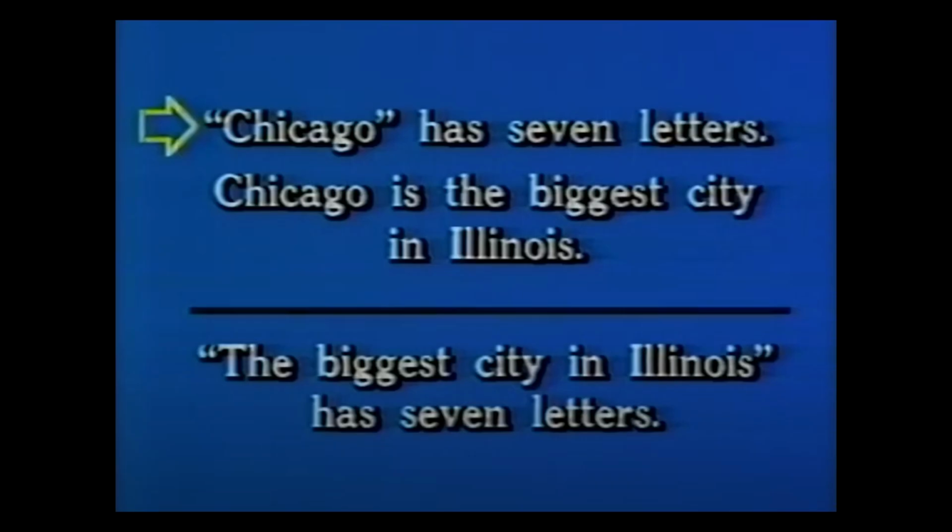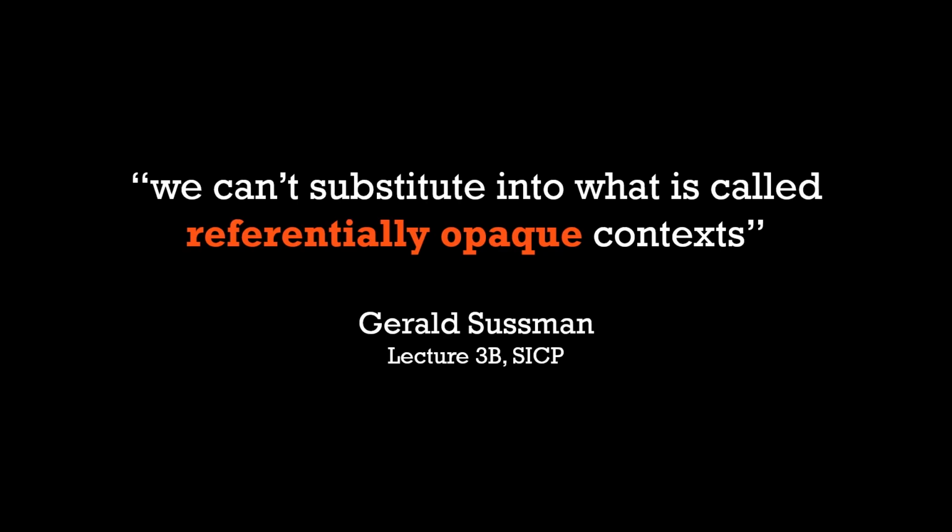He goes on to give this example, which is, in quotation, "Chicago" has 7 letters, and Chicago is the biggest city in Illinois. According to logic, if you speak this, you would think you could say the biggest city in Illinois has 7 letters, but this is not the case due to the quotations. So this is exactly what that footnote was highlighting, that introducing quotations adds complexity. Gerald Sussman goes on to say we can't substitute into what is called a referentially opaque context.